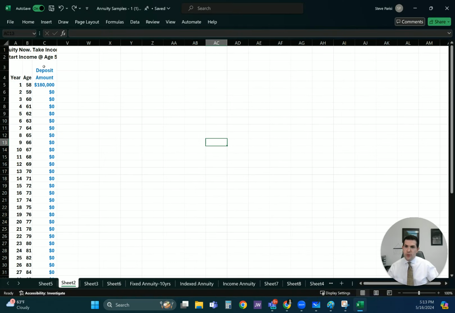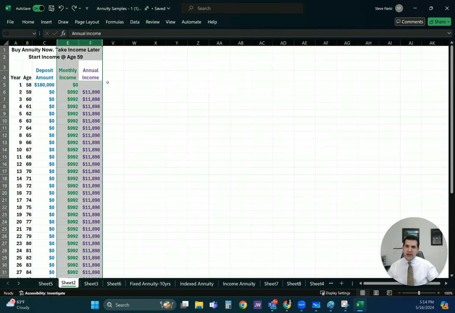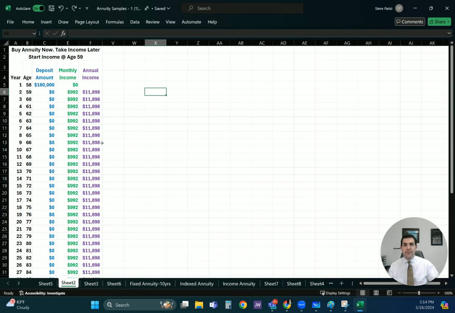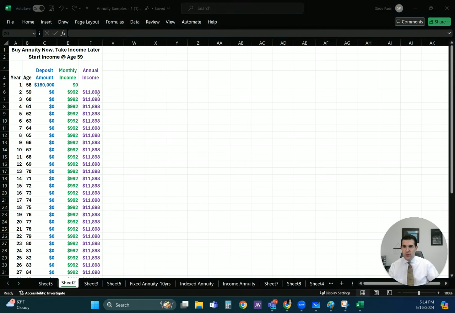So here's an income annuity. We're going to deposit $180,000, and we'll start taking income at 59 years old, which is just about $1,000 per month, which comes out to $12,000 per year. This would be fully taxable to him.